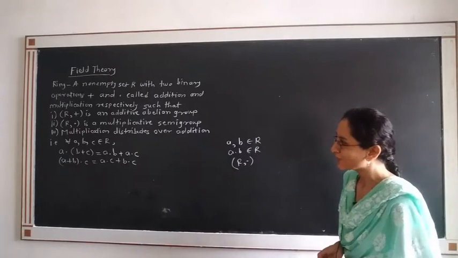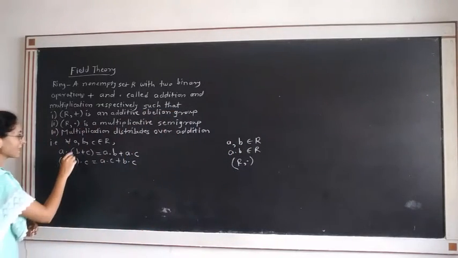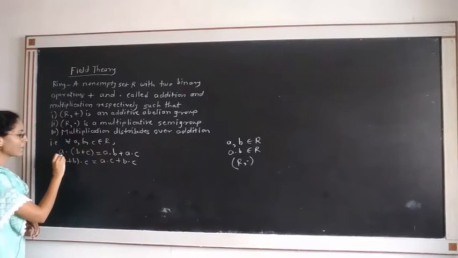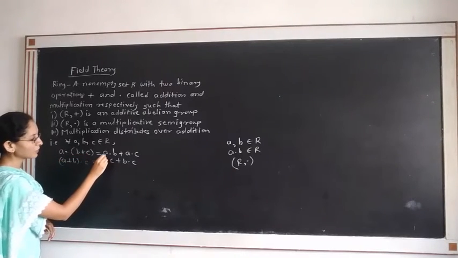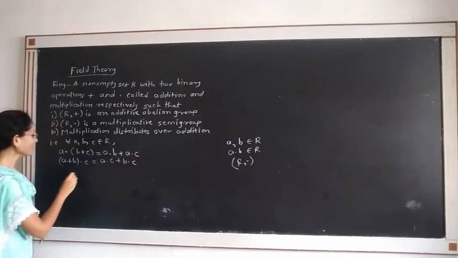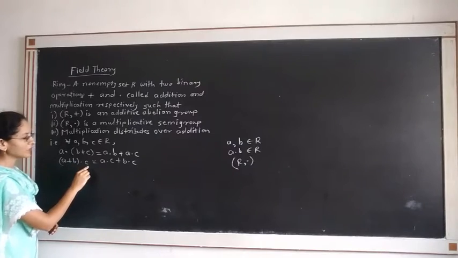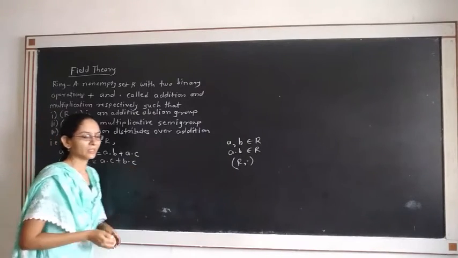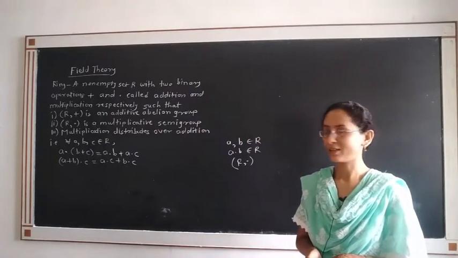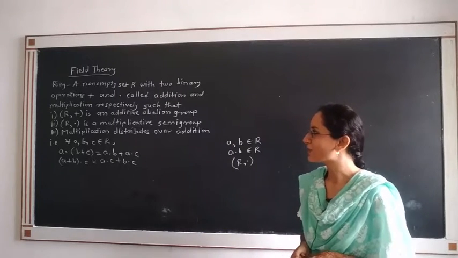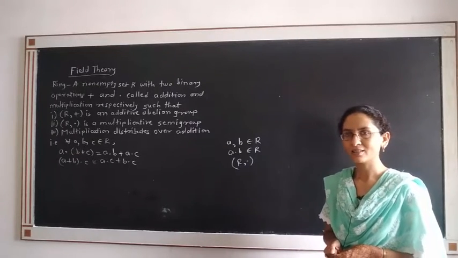Third is multiplication distributes over addition. If you take three elements a, b, c from set R, then multiplication distributes from the left side: a into (b plus c) is equal to a into b plus a into c. And multiplication also distributes from the right side: (a plus b) into c is equal to a into c plus b into c. If R follows these three properties: first, R is an additive abelian group with respect to addition; second, R is a multiplicative semigroup; third, multiplication distributes over addition, then we say that R is a ring.